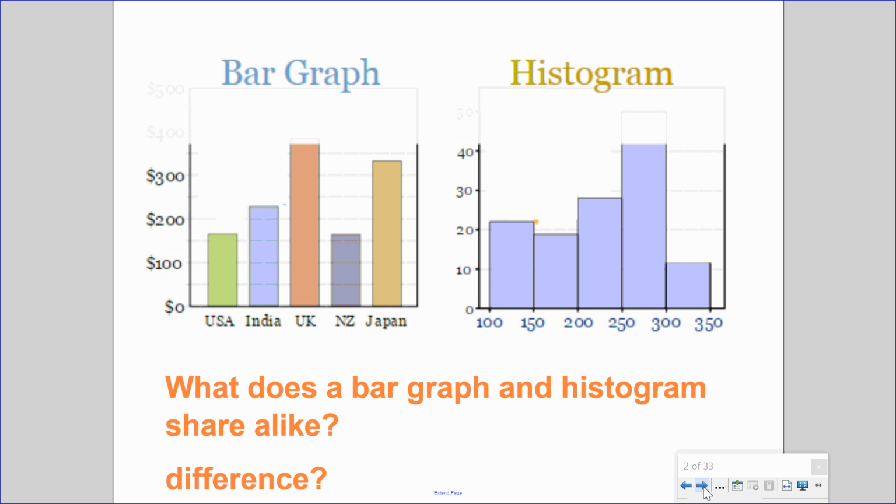So in elementary school, you learn something called bar graphs. In 6th grade, we learned something called a histogram. Can you tell me the difference between them? What do a bar graph and a histogram share alike? Well, they use numbers on the side. They use bars, so I see bars. I see numbers. What are the differences? Well, here they're not connected, while here they are connected.